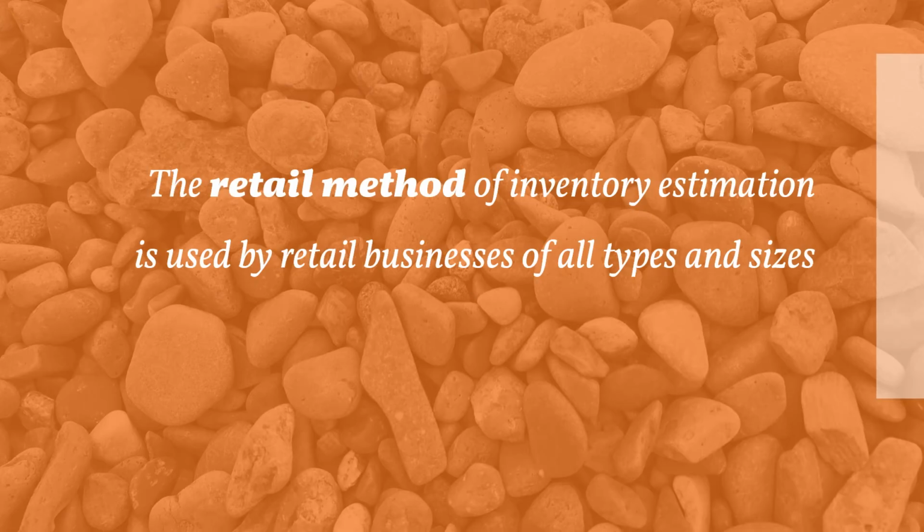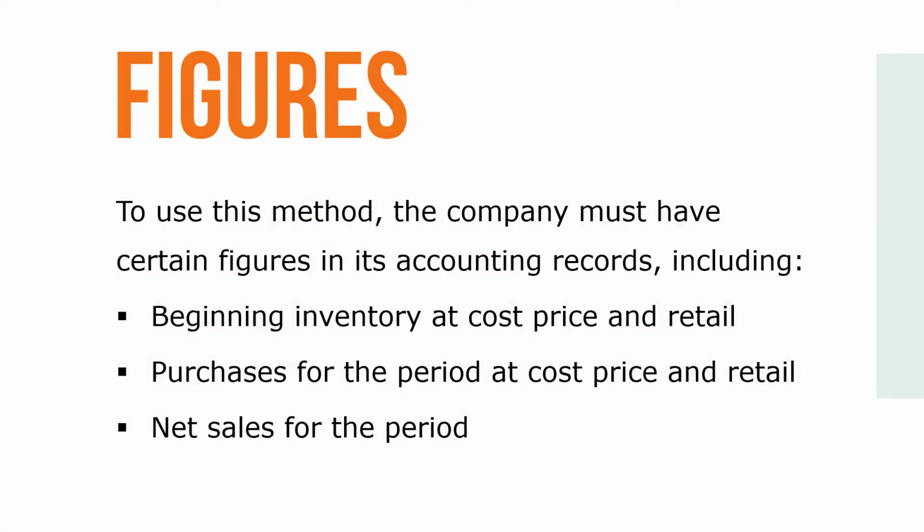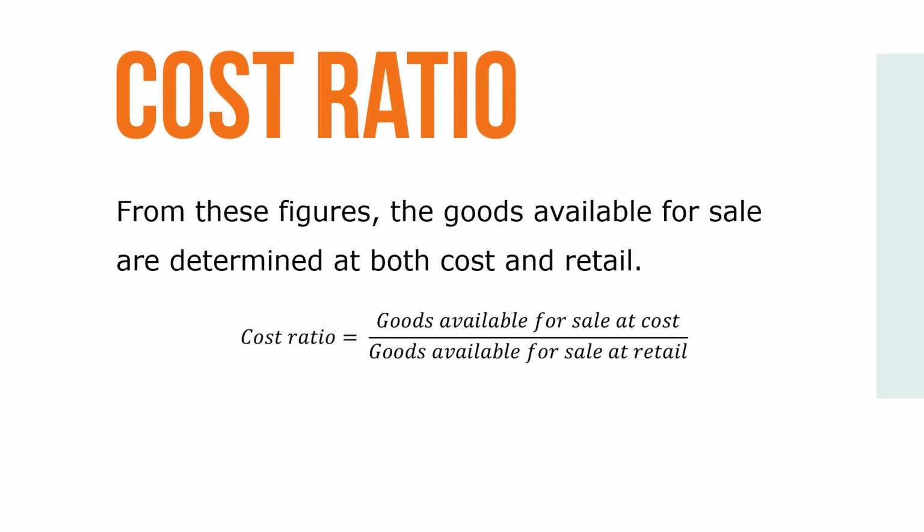The retail method of inventory estimation is used by retail businesses of all types and sizes. To use this method, the company must have certain figures in its accounting records, including the following: the beginning inventory at cost price and at retail or selling price, purchases during the period at cost price and at retail, and net sales for the period. From these figures, the goods available for sale are determined at both cost and retail. When they calculate the ratio, it's known as the cost retail price ratio, or simply the cost ratio. By the formula, cost ratio equals goods available for sale at cost over goods available for sale at retail.